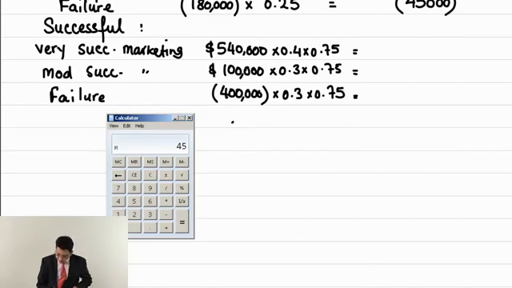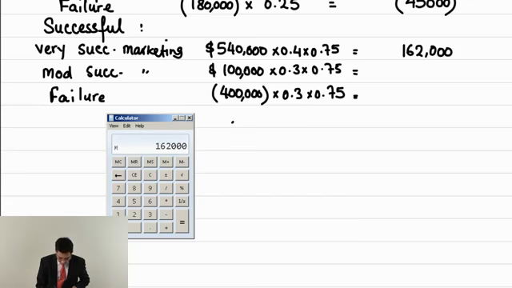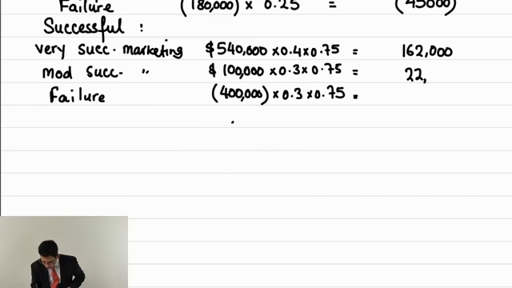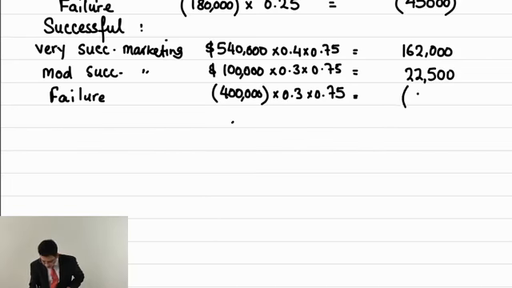Okay, let's do it. 540,000 into 0.4 into 0.75, which gives us 162,000. Then 100,000 into 0.3 into 0.75, which is 22,500. And lastly, $400,000 loss into 0.3 into 0.75, which is negative 90,000.